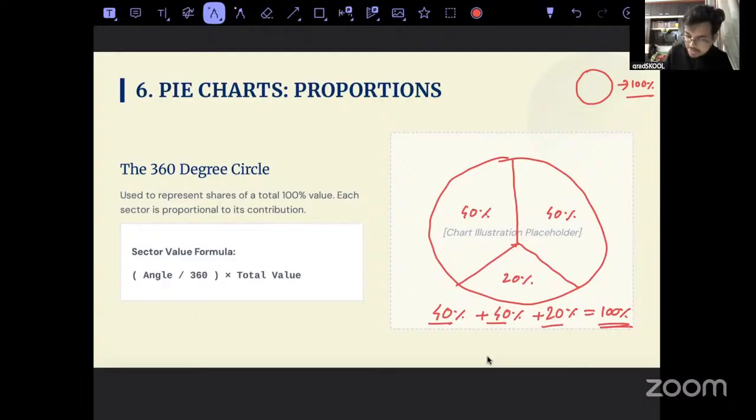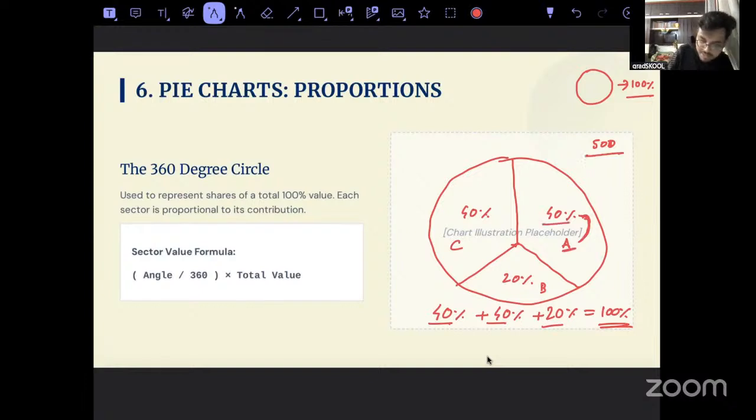So let me say there were 500 people. 40% were A, 20% were B, 40% were C. This is my data given. How to interpret this? What it is saying is 40% of the total is A.